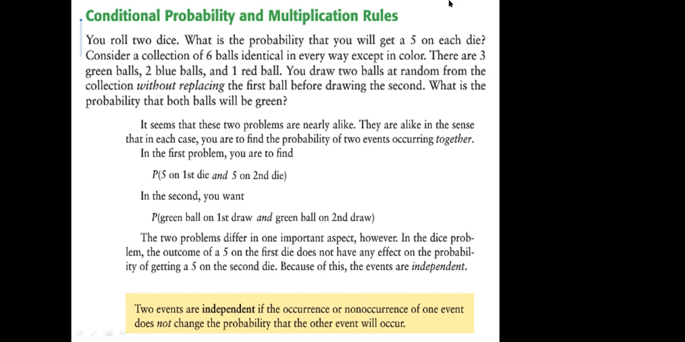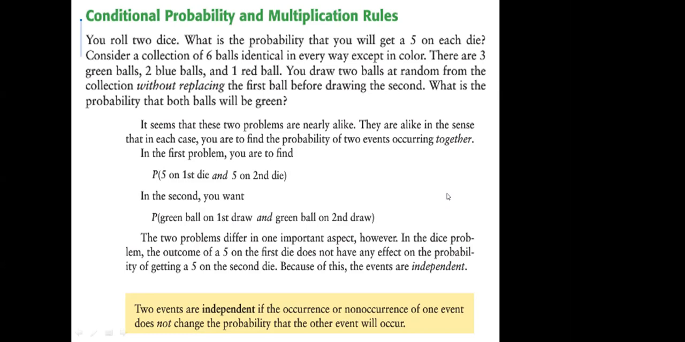Now he says it seems that these two problems are nearly alike. Yeah, they are alike in the sense that in each case, you're finding the probability of two events occurring together. In the first problem, you're asked to find the probability of rolling a die twice, getting a five on the first die and a five on the second. In the second problem, you want the probability of drawing a green ball on the first draw and a green ball on the second draw.